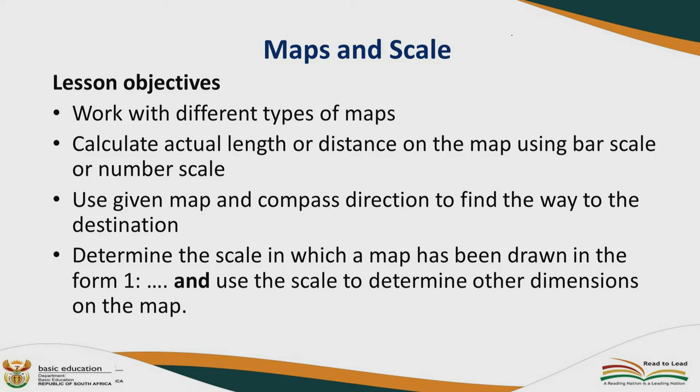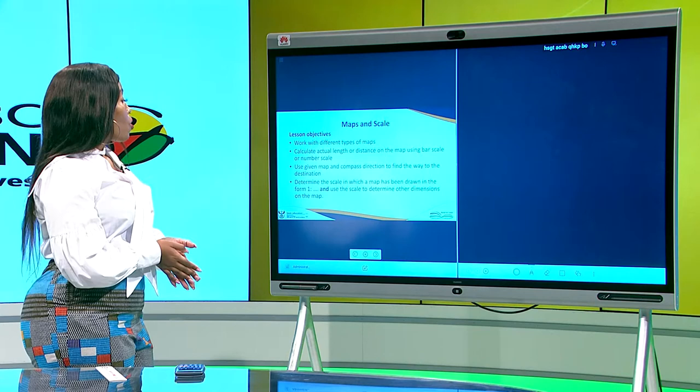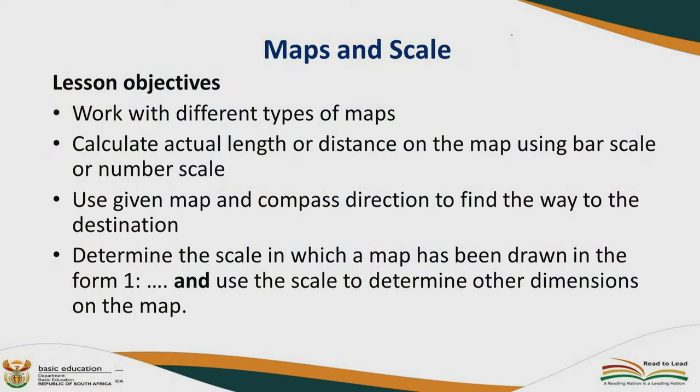Maps and scales. Our lesson objectives for today: by the end of this lesson, we should be able to work with different types of maps. We should be able to calculate the actual length or distance on the map using the bar scale or the number scale. We should be able to use the given map and the compass direction to find the way to a destination. And lastly, we should be able to determine the scale in which a map has been drawn, using the scale in the form 1:1, and also using the scale to determine other dimensions of the map, like your actual distance or the map distance.